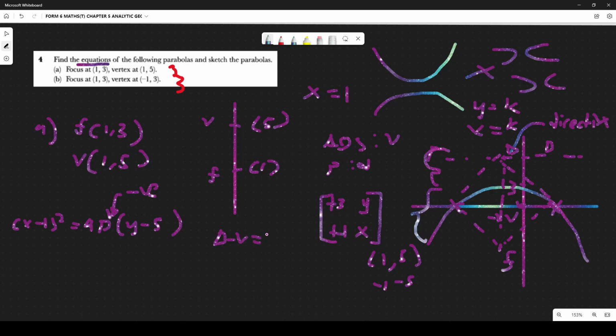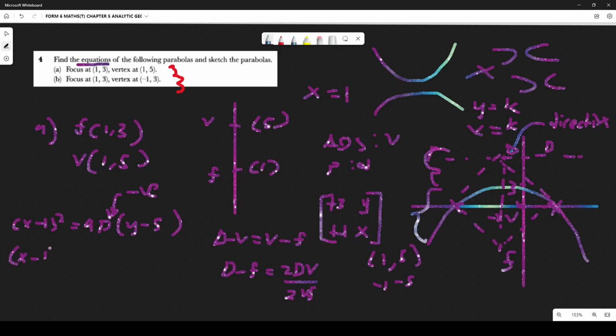The distance from v to f is equal to either of these, so the directrix-to-vertex distance, or you can say it's 2 times vf. It's the same distance. Since we know that here is 3 and here is 5, that's going to be negative 2. So I can say with confidence that p is negative 2, and we can add this to the equation.